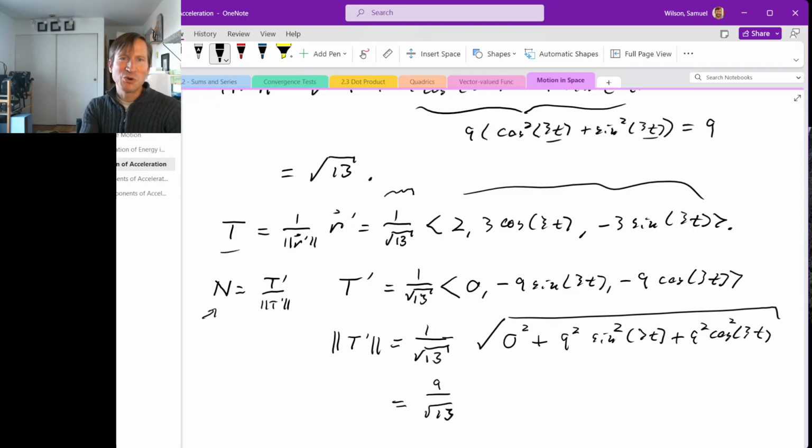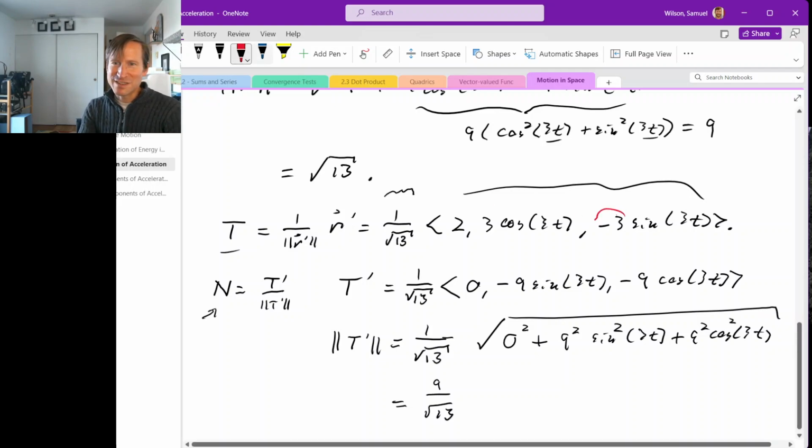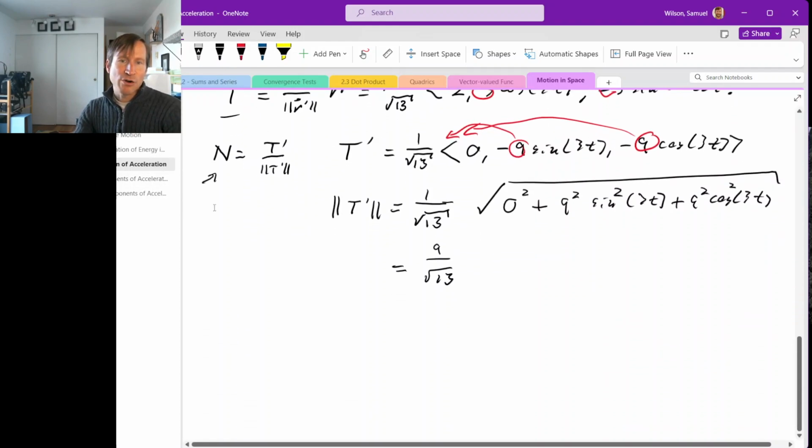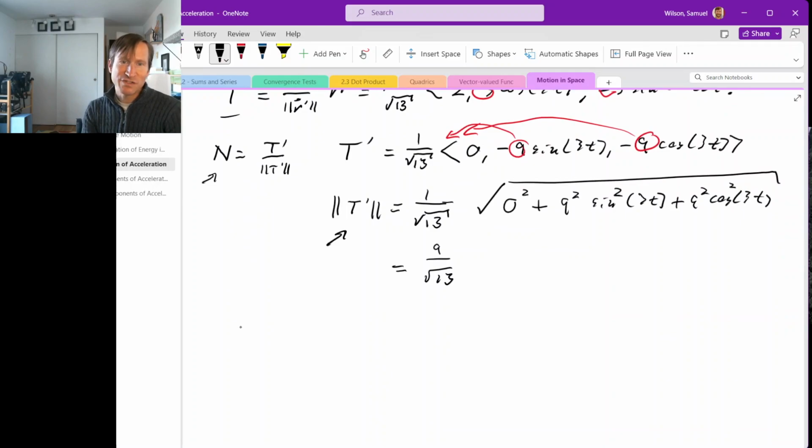Maybe it would have been more efficient to factor a 9 out at the very beginning, because then the magnitude of the remaining vector part is just 1. But anyway, same thing. So now we have the magnitude of t prime, and now we can finally write down the unit normal vector.